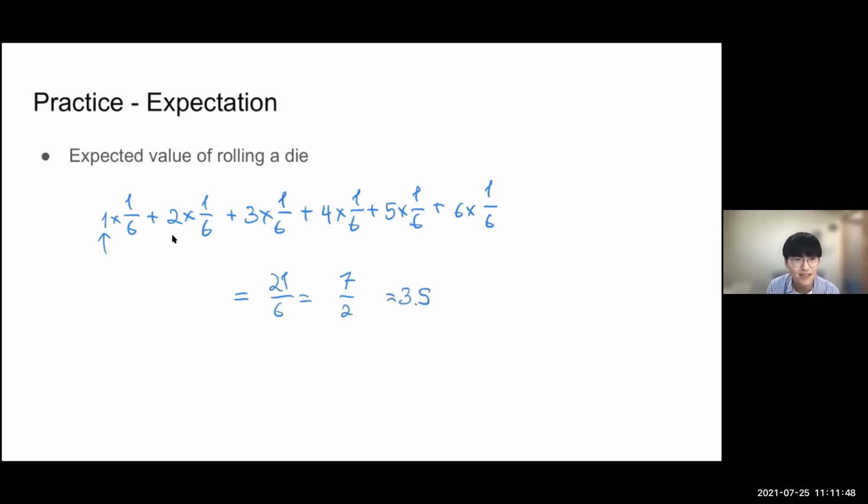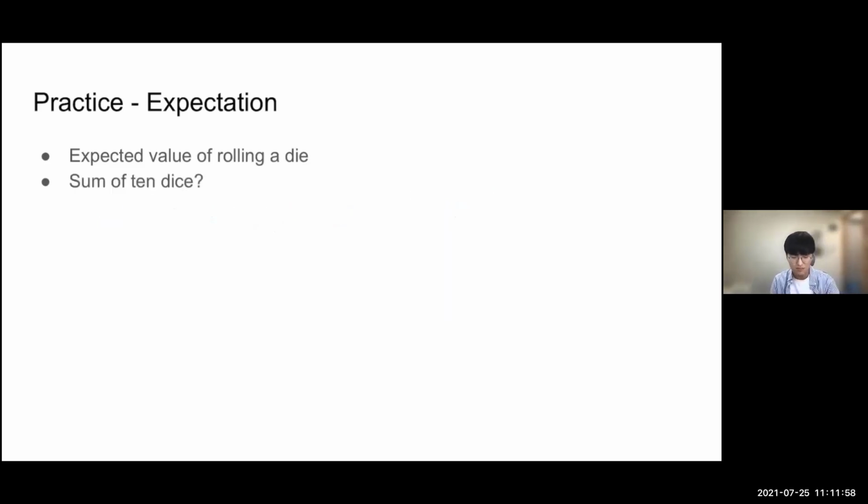So is everyone happy with this? We could probably move on. What about the expectation of the sum of the values of 10 dice? Okay, someone suggested that it is 35. So why is it so, Mark?